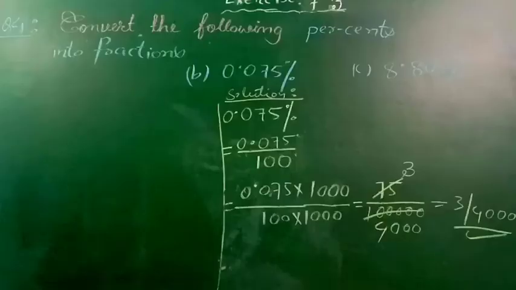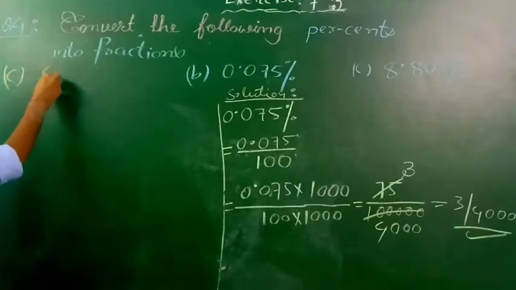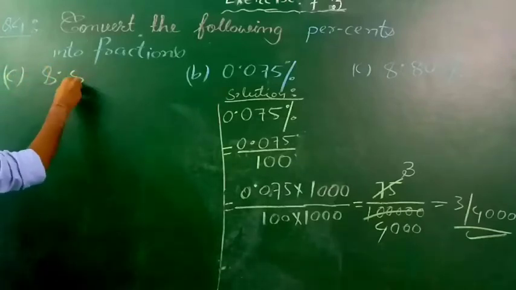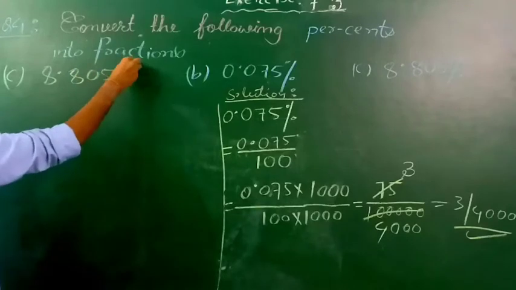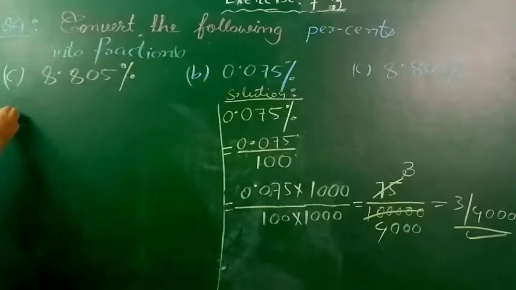Okay, now let us solve sub question C. And sub question C, what is there? 8.805%. Okay, now see, solution.